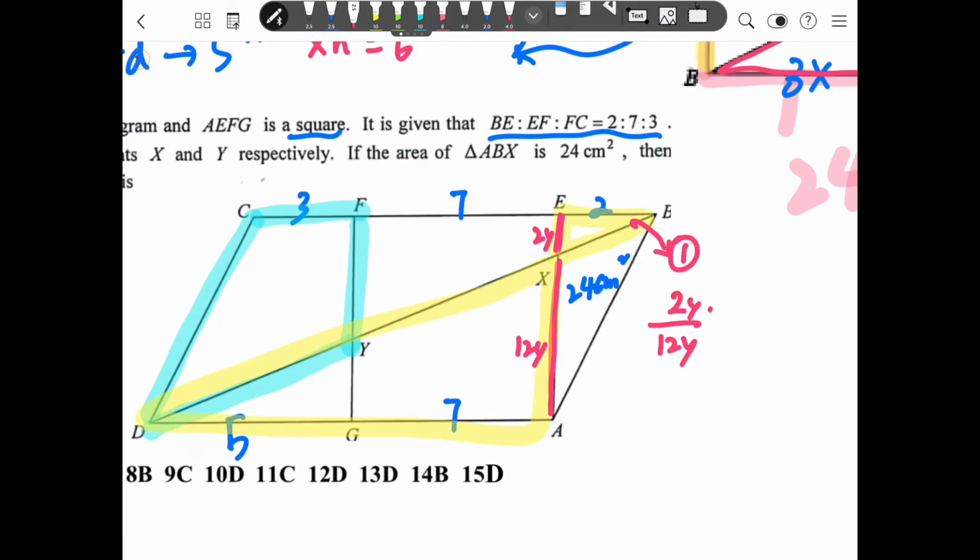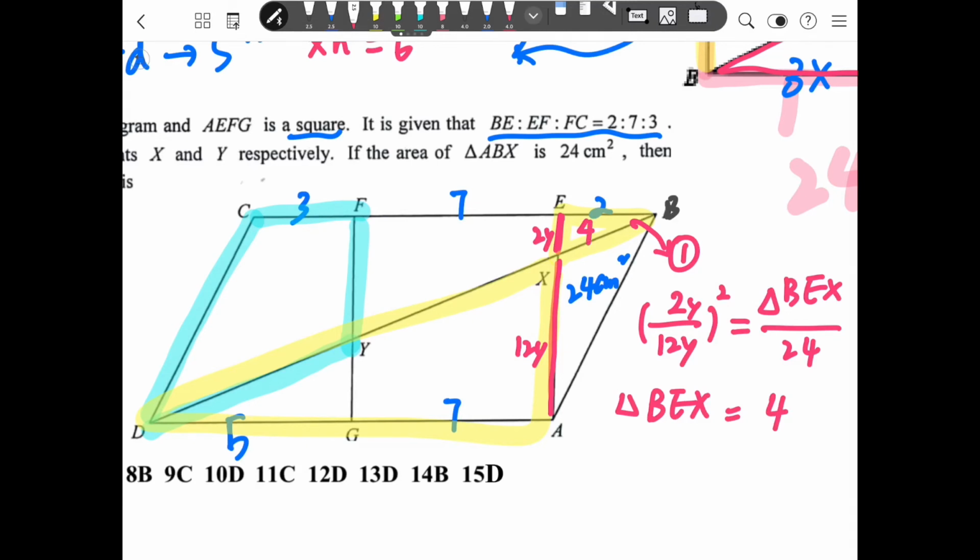For similar triangles, we need to have a square, and then write down triangle BEX. Yeah, it is a B. BEX divided by 24. So triangle BEX actually means 4. Then we know this small area would be 4. Okay, that is the first part for this yellow one.